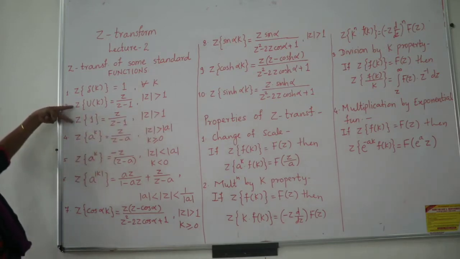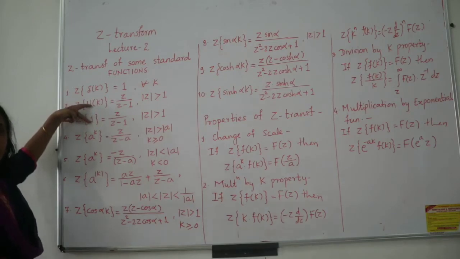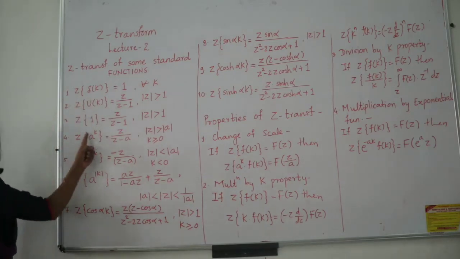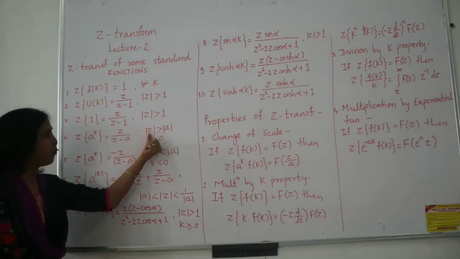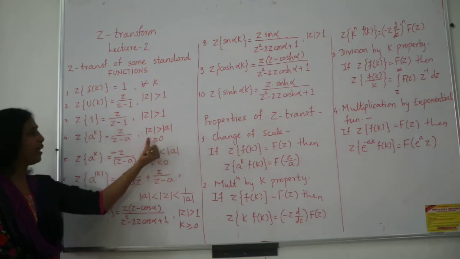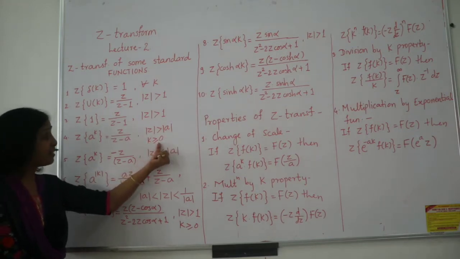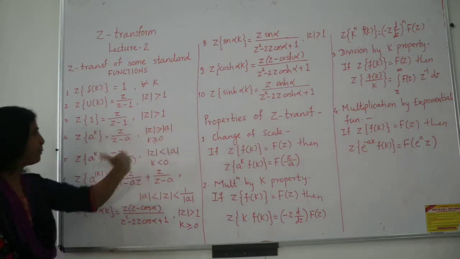Now see, though these two Z transforms are the same, it doesn't mean that this function and 1 are the same. They are different functions. Then Z transform of A raised to K is Z upon Z minus A, where remember mod Z is greater than mod A and K is greater than or equal to 0. So when K is greater than or equal to 0, mod Z is always greater. This is something important to remember.